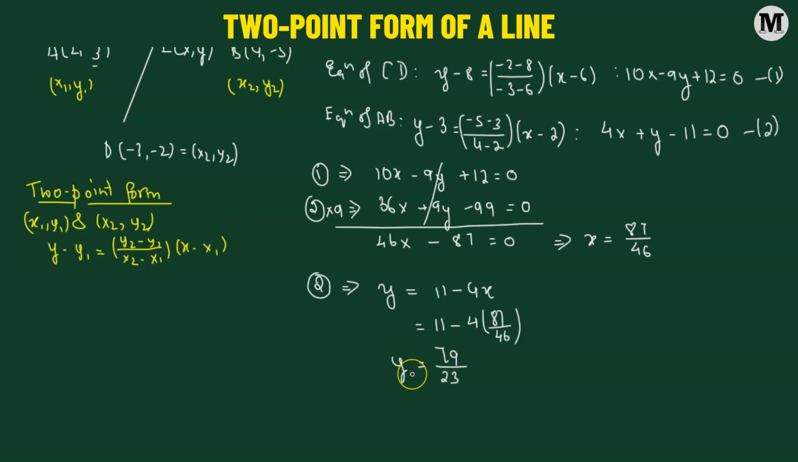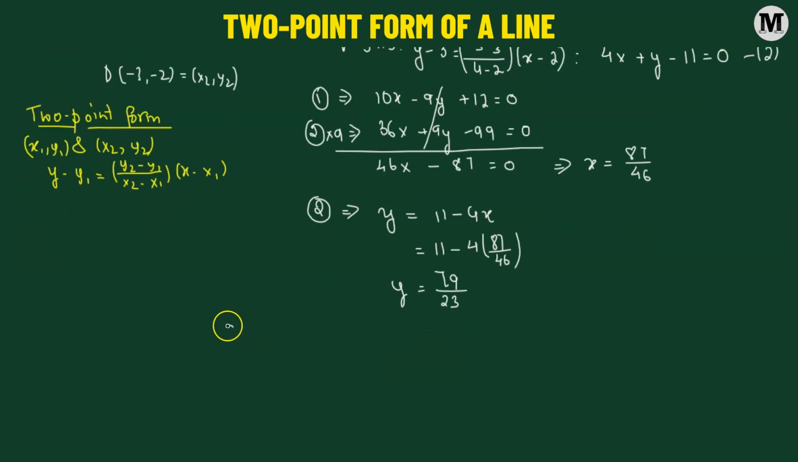So we have the value of x. So that means we have now successfully obtained the coordinate of the point E. So coordinate of E will be: x value corresponds to 87 over 46 and the y value corresponds to 79 over 23. Now let's go to the figure.